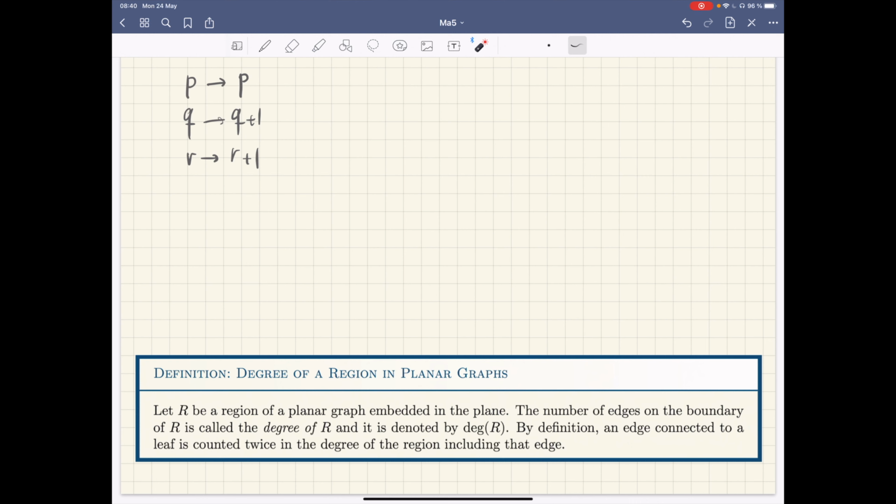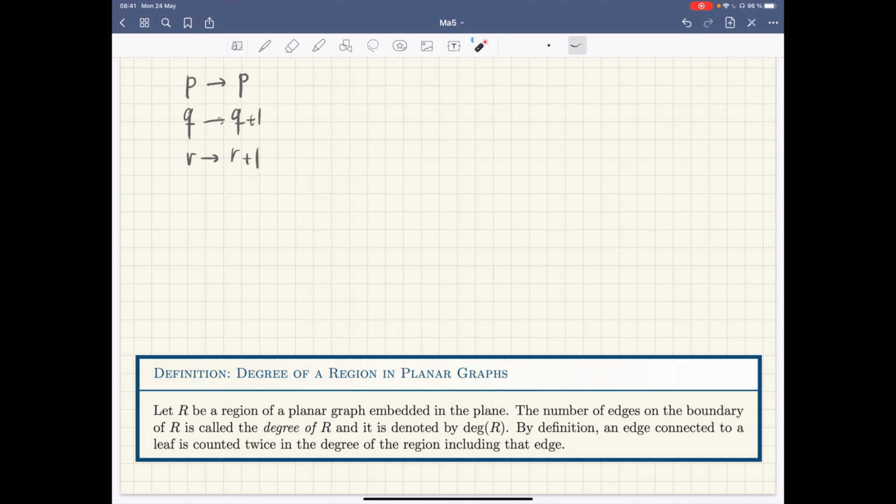Mathematicians realized that it would be good if we talk about the degree of a region in a planar graph. Of course, the degree of a vertex is a concept which is defined for all possible graphs, but here the degree of a region, because the notion of region in the first place makes sense only for planar graphs. So when we talk about the degree of a region, definitely we should talk about planar graphs, not in general.